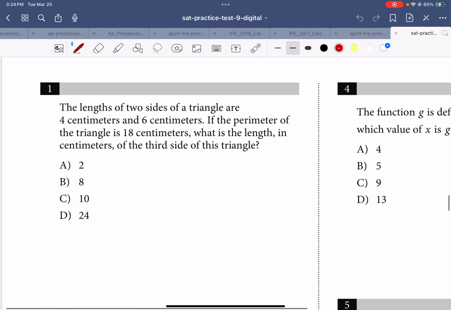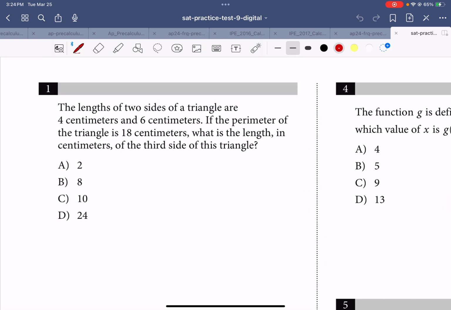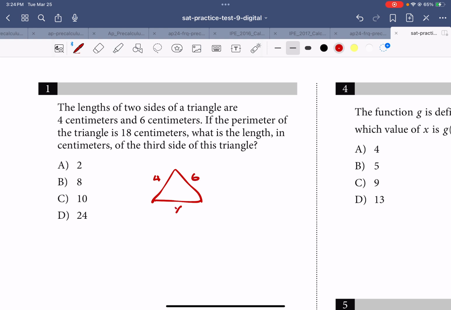Okay. Number 1, the lengths of two sides of a triangle are 4 centimeters and 6 centimeters. If the perimeter of the triangle is 18 centimeters, what is the length in centimeters of the third side of this triangle? So you can kind of draw it. So 4 and 6, let's say the third side is x. Then 4 plus 6 plus x has to be the perimeter, which is 18. So this is 10, so x should be then 8. Okay, so the answer is B.